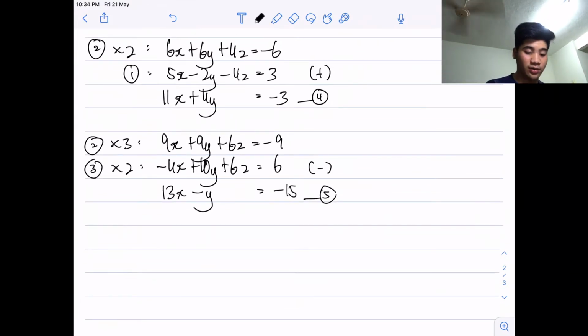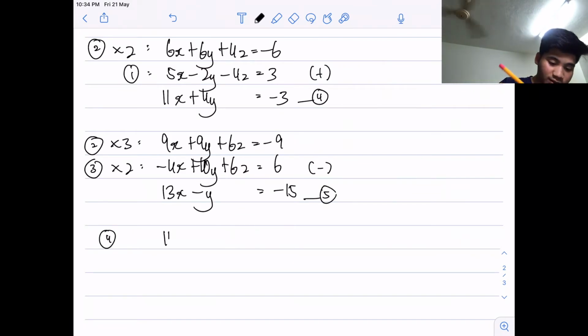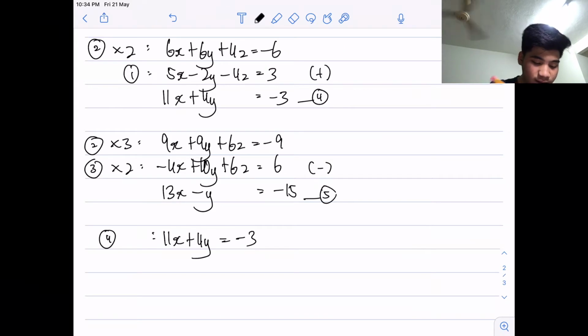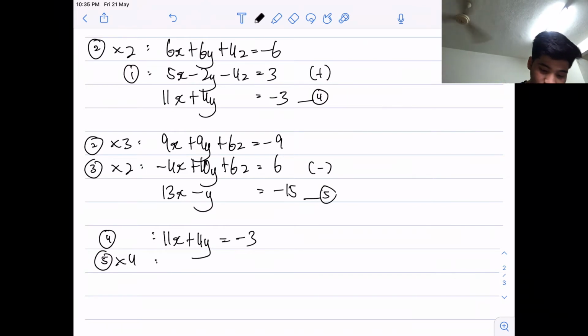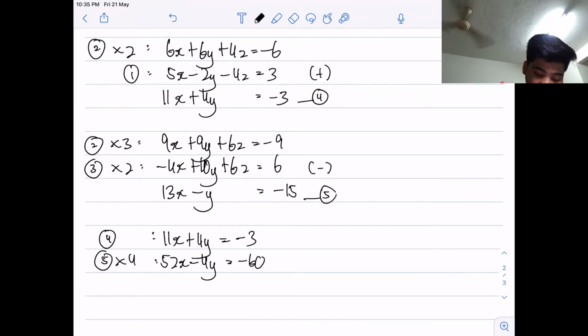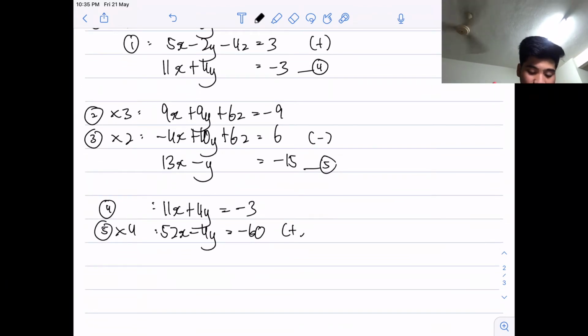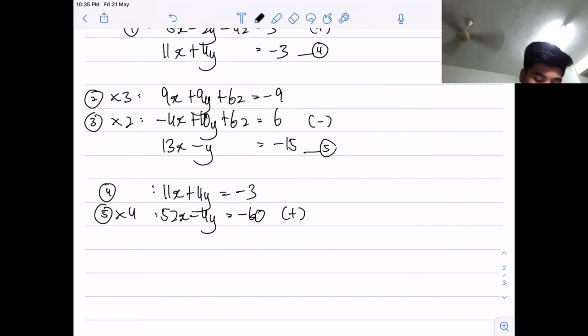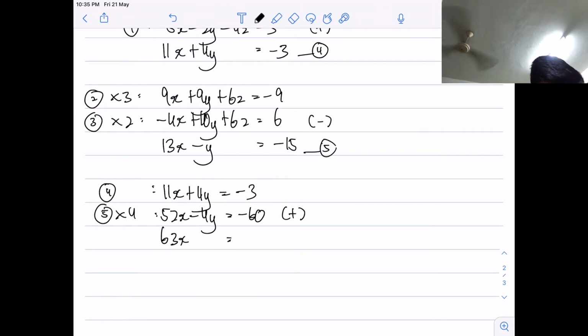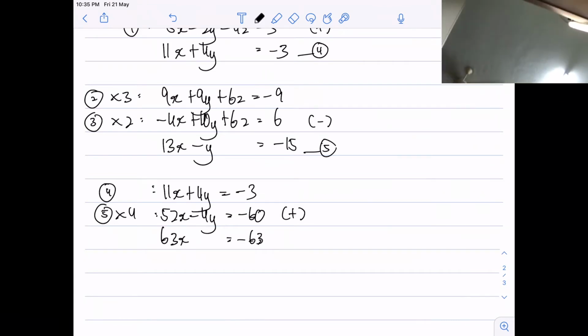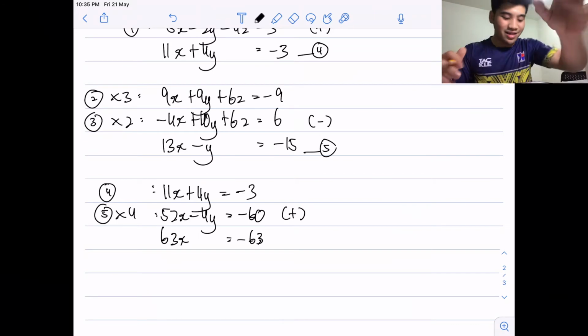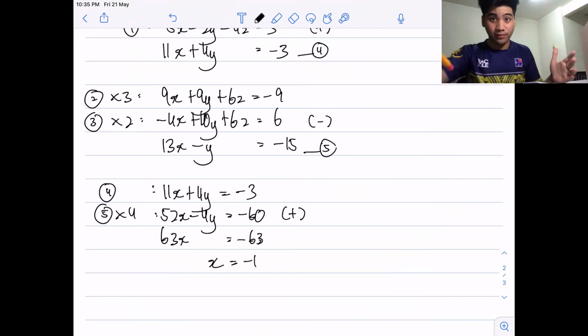Let's make it to where I only find one answer. So let's bring it down. I'm going to get equation 4 as 11x plus 4y equals negative 3. And since I need the y to have the same coefficient, I'm going to do equation 5 times 4. So I'll get 52x minus 4y equals negative 60. So now I just have to add. Since it's plus minus, I'm going to get 63x equals negative 63. Therefore my x equals negative 1.